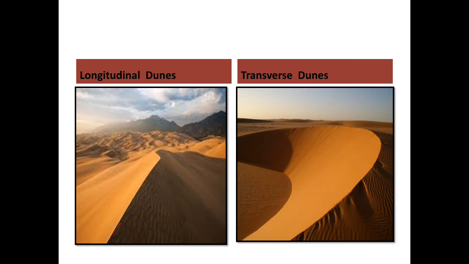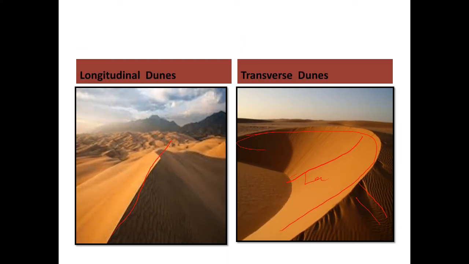Longitudinal dunes, we can see, are longitudinal in shape, but this is a transverse dune. This is the steep side, whereas this side is gentle. So this will be the leeward side, and this side will be the windward side. Since it's a steep side, and two horns are there, this is a transverse dune.